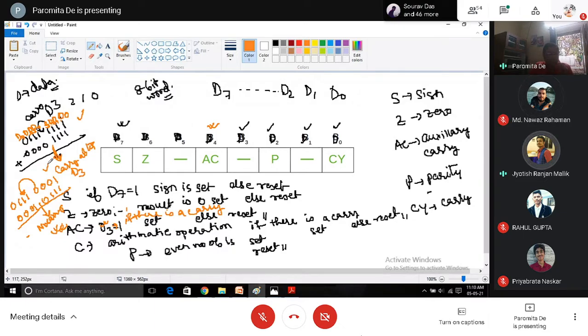Yes, ma'am. Okay. So then there is a program counter and the stack pointer. This part is pretty clear, right?